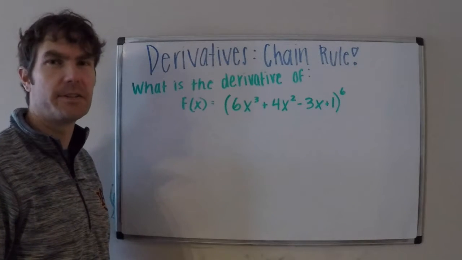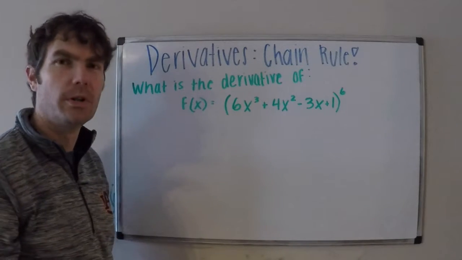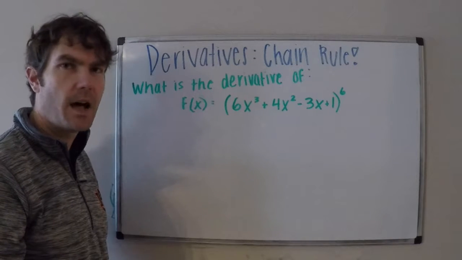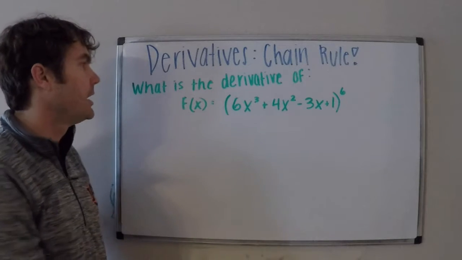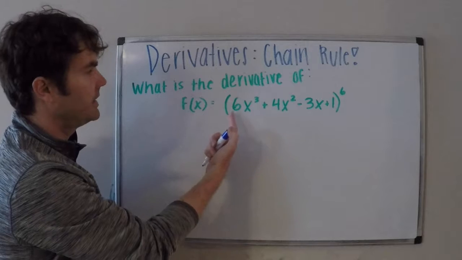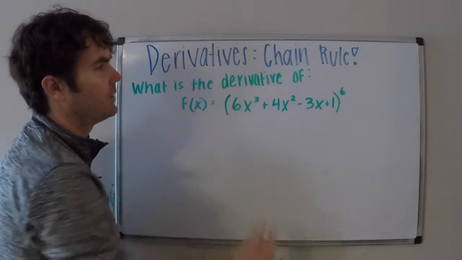We're continuing our calculus series with derivatives, and in particular we're talking about chain rule. Chain rule is an incredibly useful rule that is used in a lot of different types of derivative problems. The question we're going to work on today is: what is the derivative of f of x equals (6x cubed plus 4x squared plus 3x plus 1)?